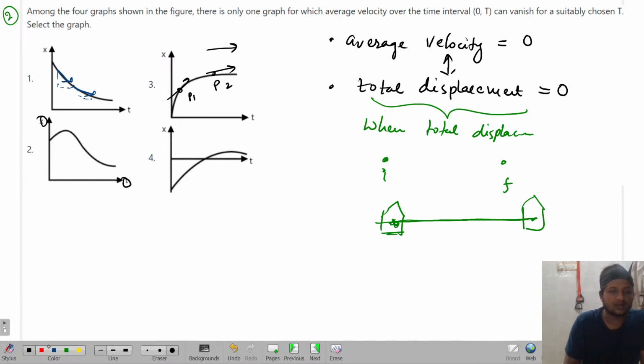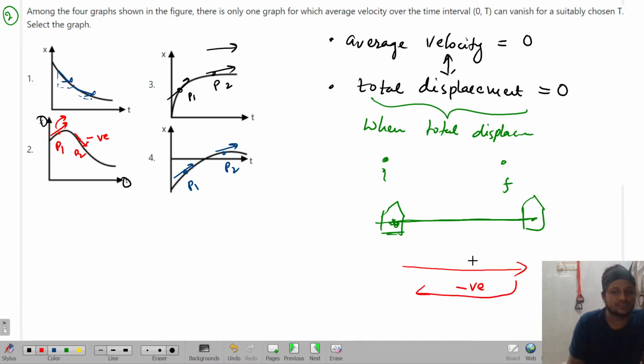Now moving to option 4, select the points P1 and P2, and draw the tangents. You see again the tangent is in one direction, unidirectional. So again there is no chance of turning back here. But look at option 2. Select point P1 and point P2. At point P1, your slope is pointing upward. At point P2, your slope is pointing downward. That means first the velocity was positive along one direction, and second, at point P2, the velocity is negative. This can happen only when the car moves towards one direction, then returns back. If it turns back, the velocity will be negative. If it is going in the forward direction, its velocity will be positive.